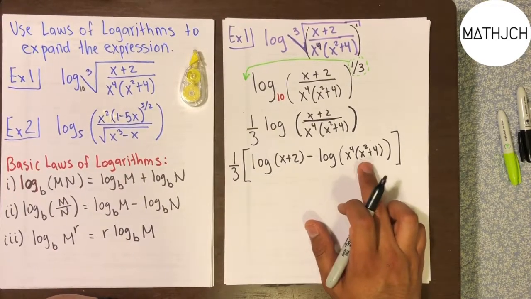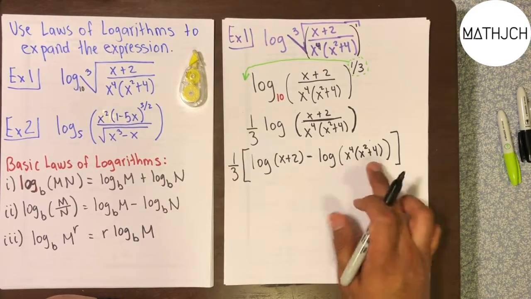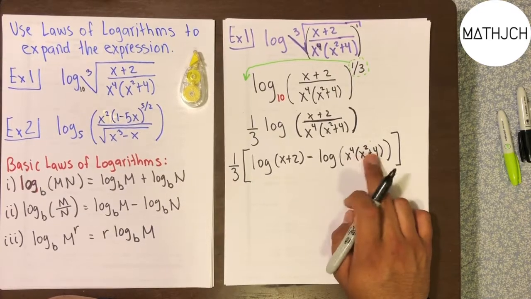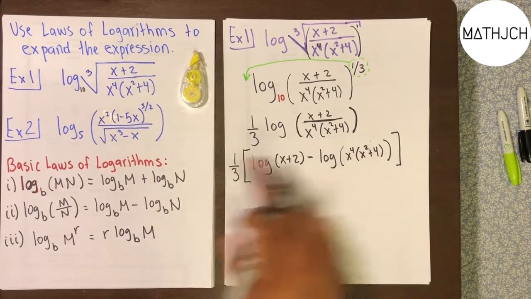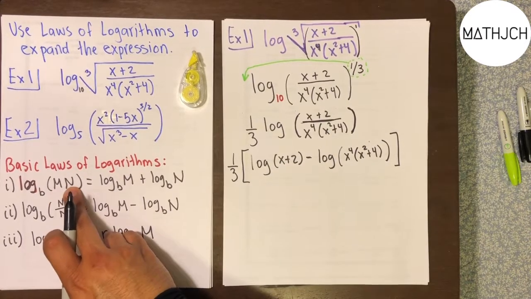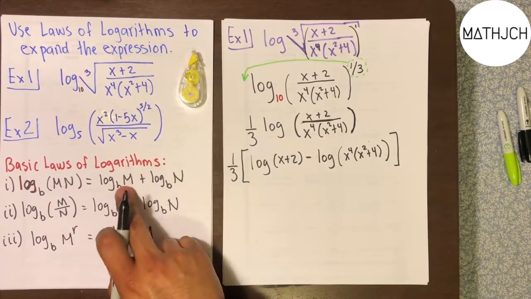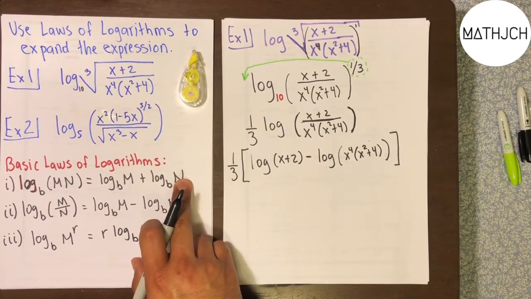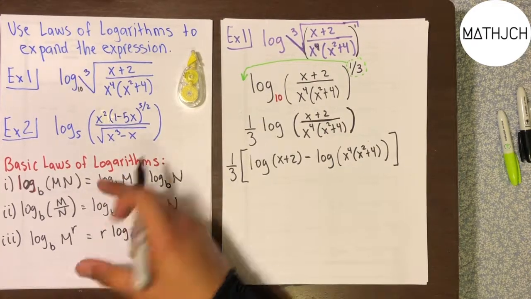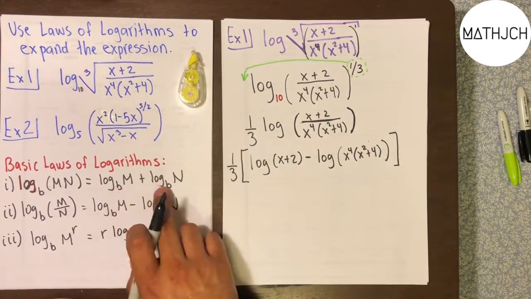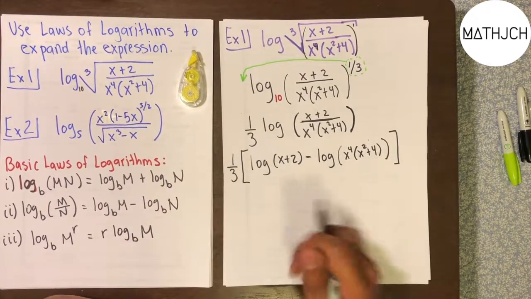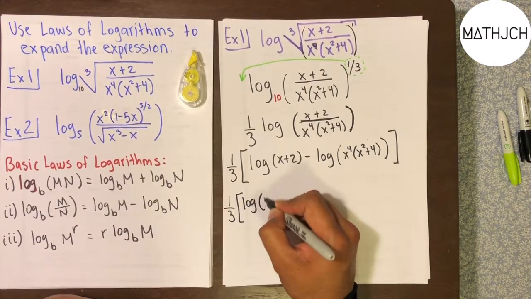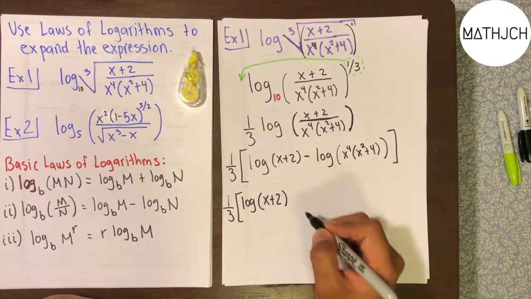Now let's go here. Notice we have x to the power 4 multiplying x squared plus 4. So we have a multiplication inside here, m multiplying n. We're going to expand as log m plus log n. The two multiplications are going to be separated and each one will have its own log. So let's do that. So we have 1/3. Let's rewrite log of x plus 2, because that one you cannot expand anymore.